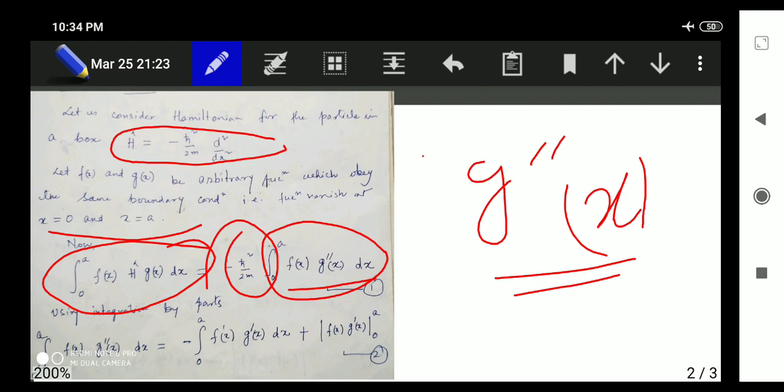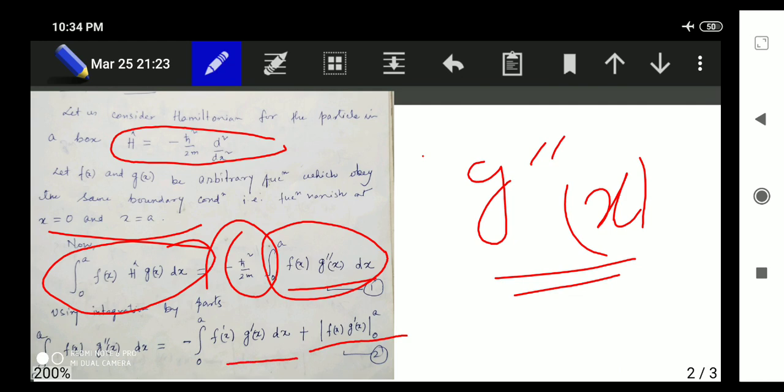Make f(x) the first function and g''(x) the second function, and we are integrating this under the limit 0 to a. So it's a product of two functions, u and v, first function, second function. First we'll get f(x) and the integration of g''(x), which will be g'(x). We got this, and the second part of the integration will get this.